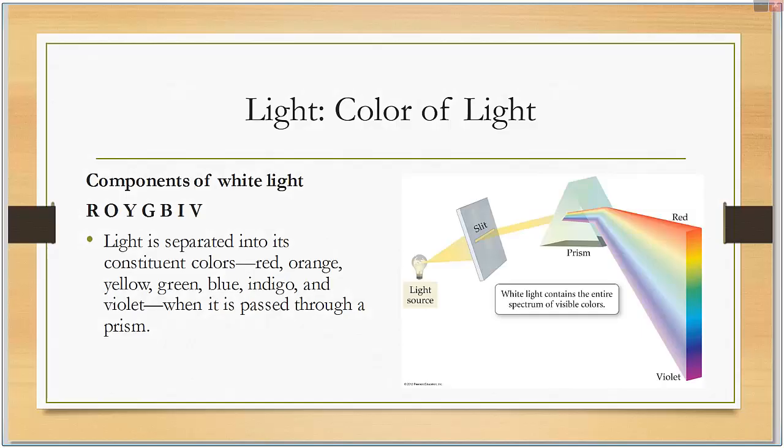A mnemonic device for this is ROYGBIV. It stands for red, orange, yellow, green, blue, indigo, and violet. So light separates into these colors when it passes through a prism or a rainbow.